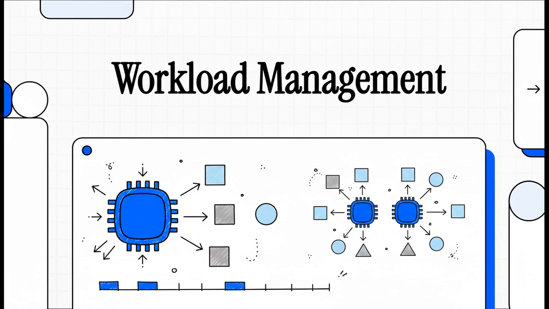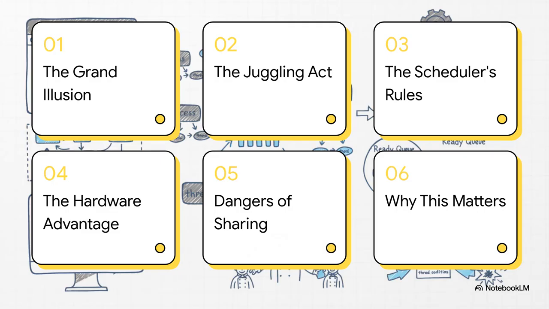First up, we'll talk about the grand illusion of multitasking that we all see every day. Then, we'll get into the nitty-gritty of the juggling act that makes it all possible. After that, we'll look at the scheduler's rules, basically how your computer decides what to do next. We'll cover the hardware advantage of modern chips, touch on the dangers of sharing data, and finally, wrap it all up with why this matters to you.